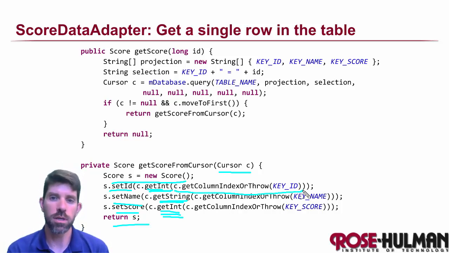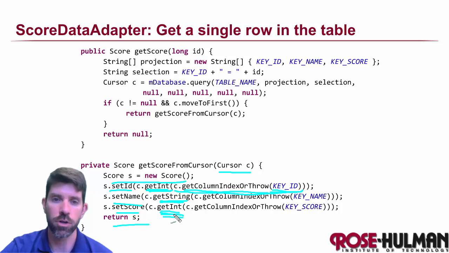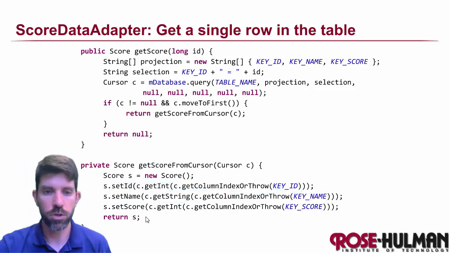But the better way to do it is to ask the database for which column each of the keys are in. And the way that you do that is you use this method right here, get column index or throw, that takes a key and just simply returns the actual column index, which is just an integer that's required by these different getter methods to get different columns out of that single row. Okay, so it looks pretty complicated, but we're just doing good programming practice here, doing the right thing.